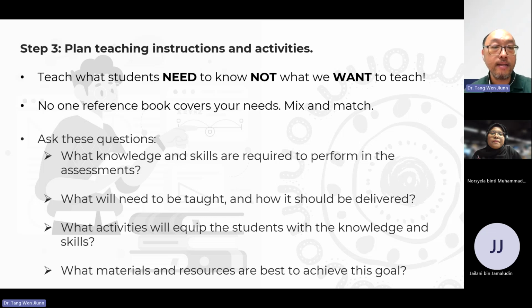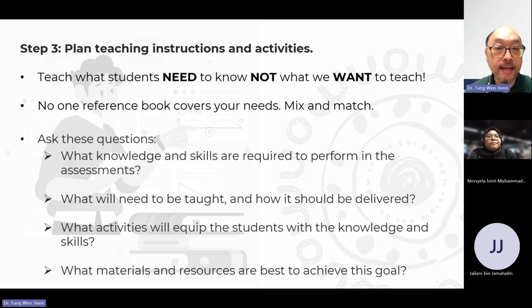So, plan teaching instruction activities. Again, over here, a lot of questioning. We keep questioning ourselves: what is the purpose? The knowledge and skills required to perform in the assessment. If we have thought about that earlier, then we know what the knowledge and skills are, and that is what we plan in our activities and our content. What will need to be taught and how it should be delivered.